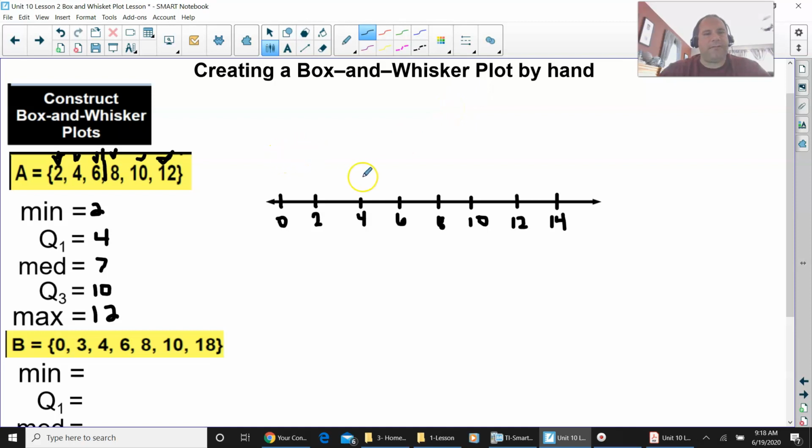So now I have my number line. So I'm going to put a line for 2 and a line for the max, which is 12. All right, and this is 2. You can put the numbers up here if you want, and then 12 over here. And then Q1 is 4. So I'm going to put another line. And I am going to put another line for the median, which is 7. And another line for quartile 3, which is 10 in this case.